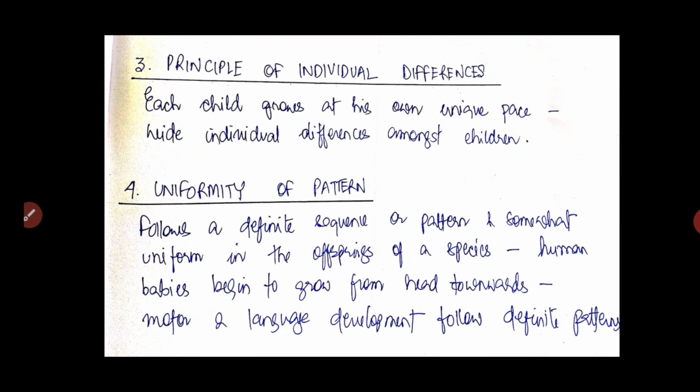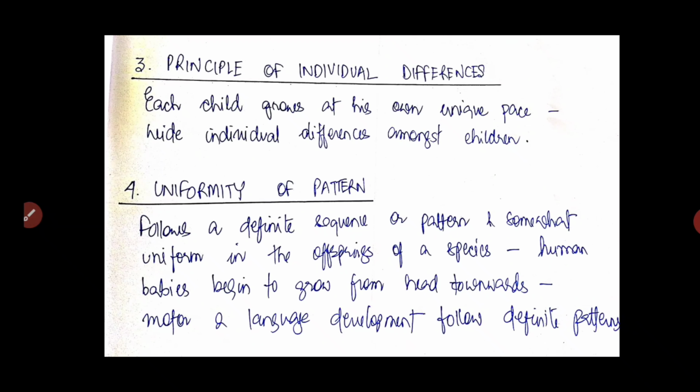Next is the principle of individual differences. According to this principle, there exist wide individual differences among children with respect to their growth and development in various dimensions. Each child grows at his own pace. Next is uniformity of pattern. Although development does not proceed at a uniform rate and shows marked individual differences, yet it follows a definite sequence or pattern, somewhat uniform in the offspring of a species.